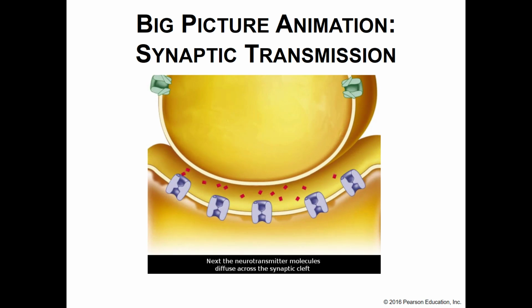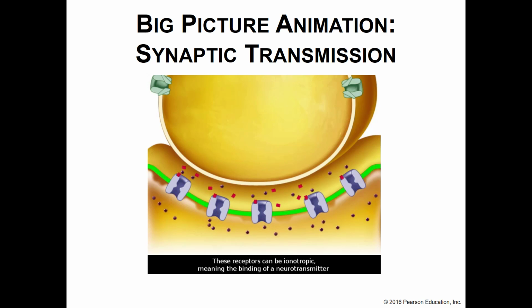Next, the neurotransmitter molecules diffuse across the synaptic cleft and bind to receptors in the postsynaptic membrane. These receptors can be ionotropic, meaning the binding of a neurotransmitter directly opens an ion channel, as seen here, or metabotropic, meaning that it opens ion channels indirectly. The resulting movement of ions across the plasma membrane will cause a change in the membrane potential of the postsynaptic cell.